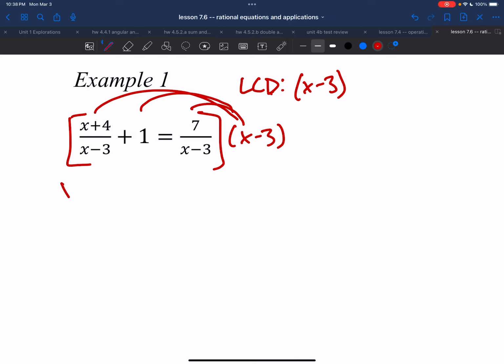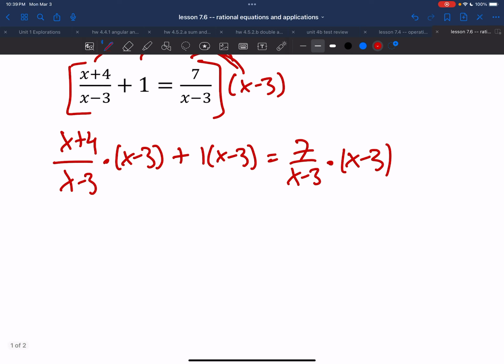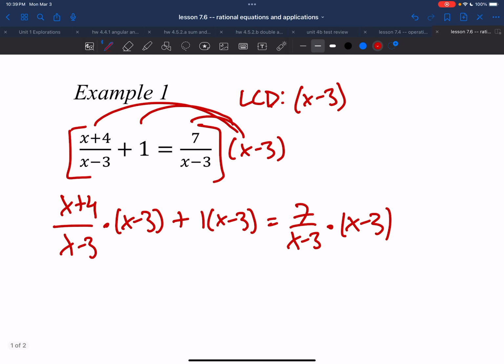So what happens here is you get x plus 4 over x minus 3 times x minus 3, plus 1 times x minus 3, equals 7 over x minus 3 times x minus 3. That's what the distribution looks like. And as we said earlier, if you had 6 times 5 sixths, I know a lot of you are in the habit of saying 6 times 5 is 30, and 30 over 6 is 5. True, and that's wonderful. But you could save yourself time.